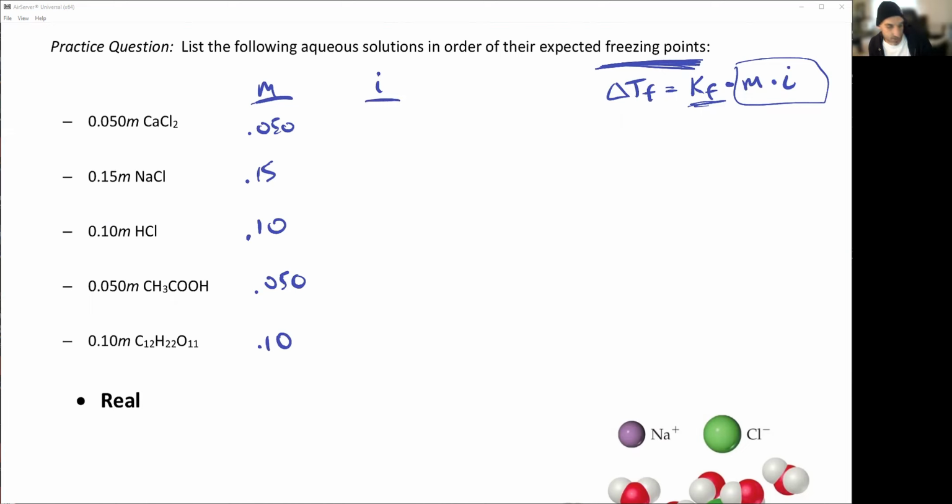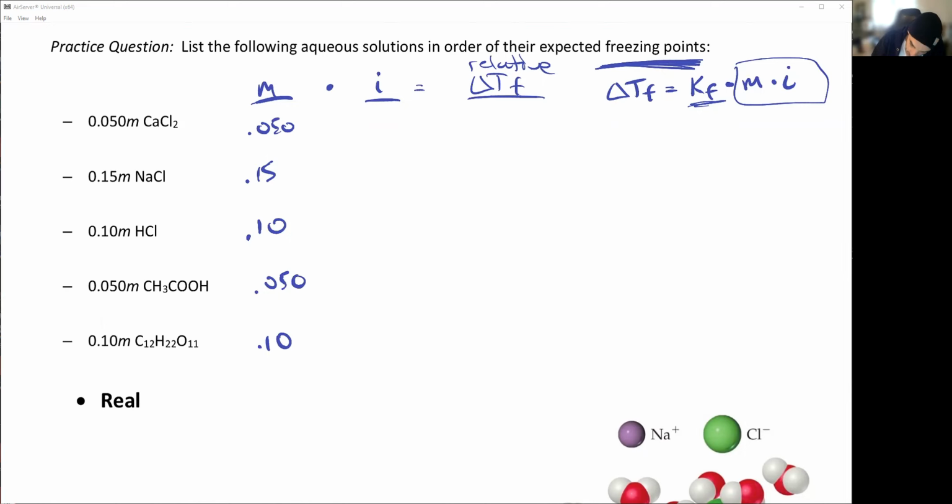So pause this, decide how soluble these are and how many particles you're going to get from each of these. Pause and do the calculation. Then multiply these together and you're going to get essentially your relative delta TF. Delta TF is going to be based on those two multiplying. The greater the number, the more the delta TF is going to be, because you just multiply that by KF. So determine the I values, pause this and give it a go.